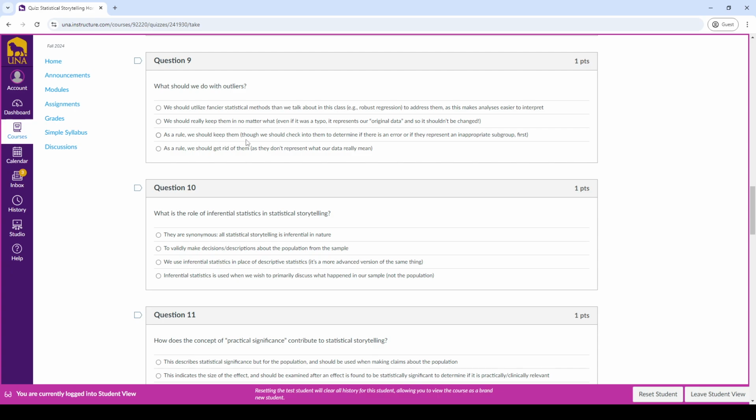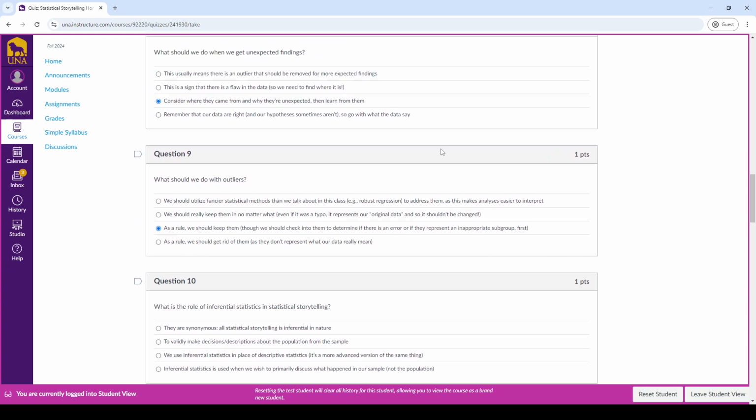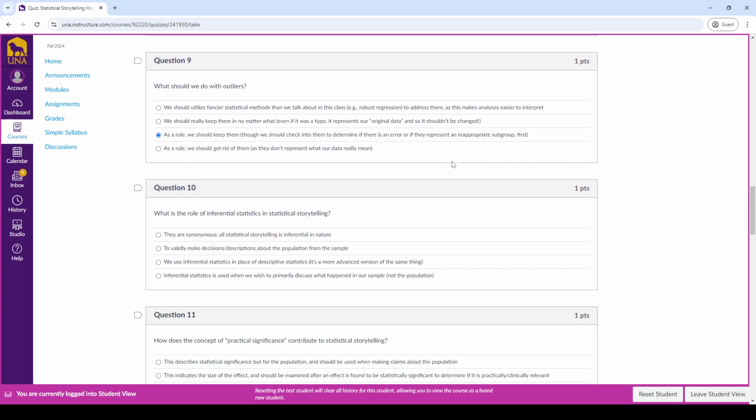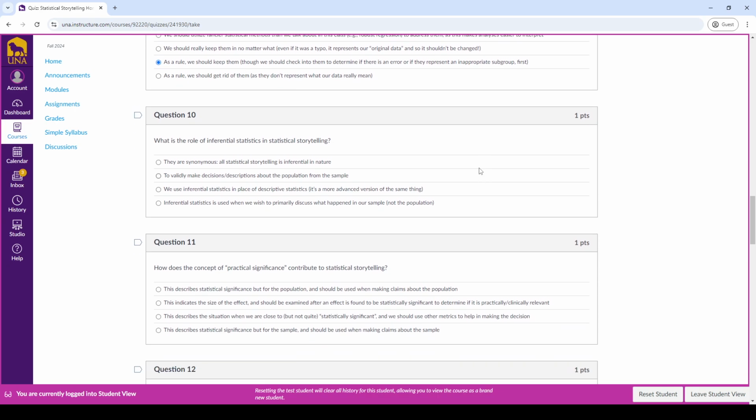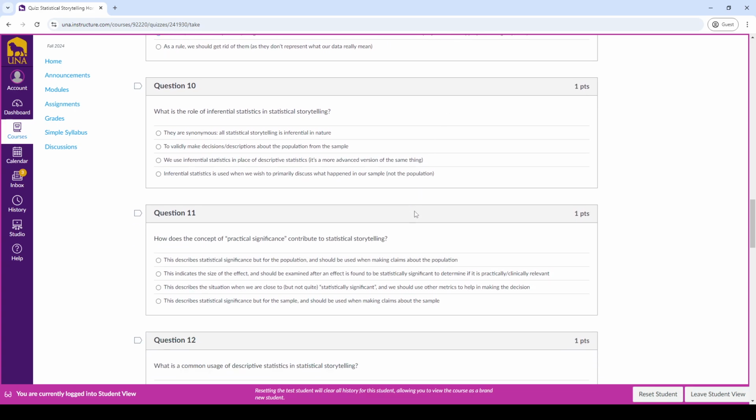As a rule, we should keep them, though we should check to determine if there's an error or if it's a different subgroup first. Okay, and as a rule, we should get rid of them. Don't represent what our data mean. Well, as a rule, we should keep them. So we keep our data, though we should investigate this. And again, this is what our previous question was discussing with the unexpected findings. So as a rule, we should keep them, though we should check into them for sure.